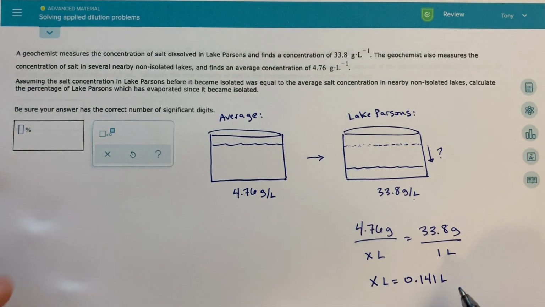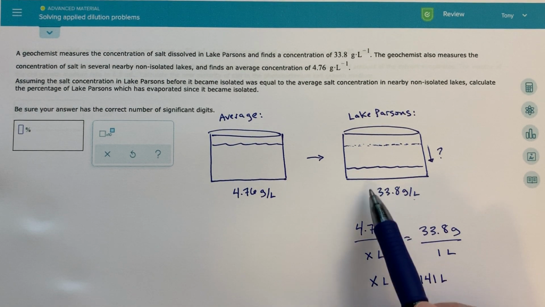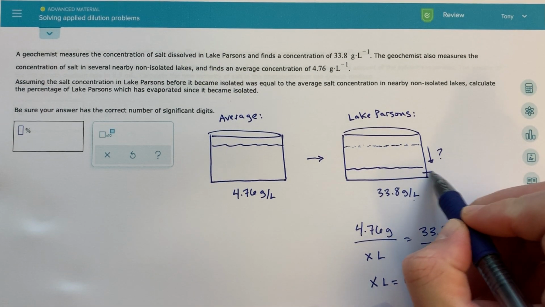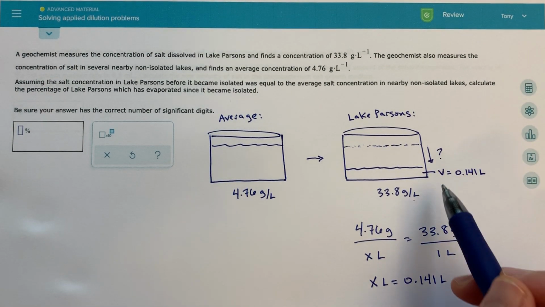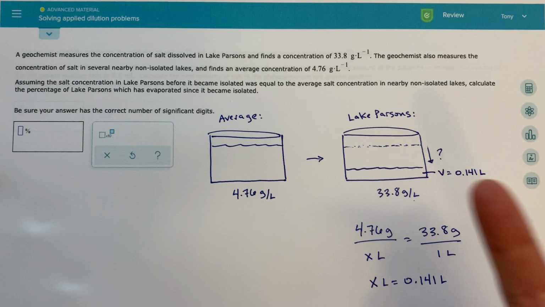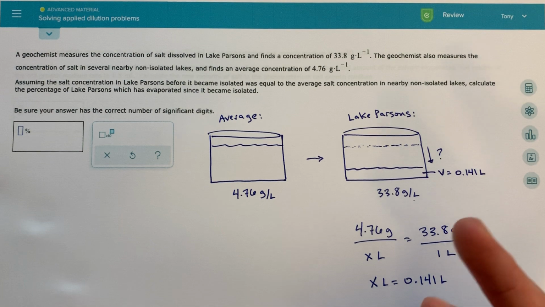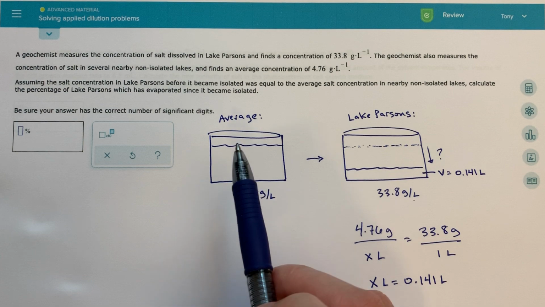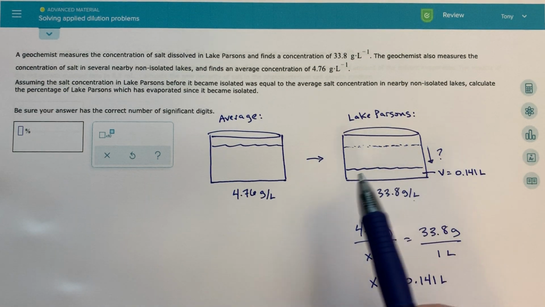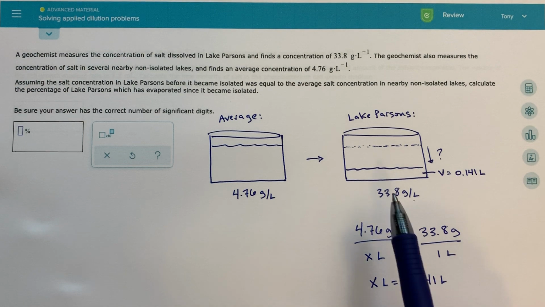So let's talk about what this represents. This 0.141 liters represents the volume that would have to be over here to get to this concentration, right? So this volume that we have here is 0.141 liters. And that's going to be what remains if we had originally 1 liter, right? So we had to make some assumptions in this case. Basically, we don't know how big the lake is, but if we take 1 liter from Lake Parsons, or we take 1 liter from the original solution, and then we evaporate it to get to that concentration of Lake Parsons, that's really what we're doing. This is the volume that we would have to get to this concentration that we found in Lake Parsons.